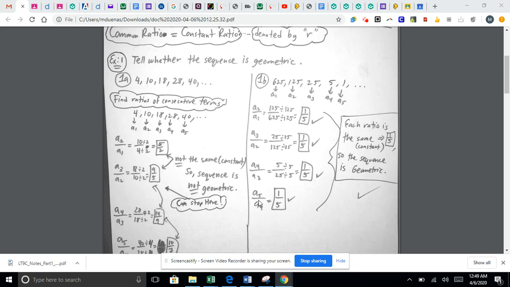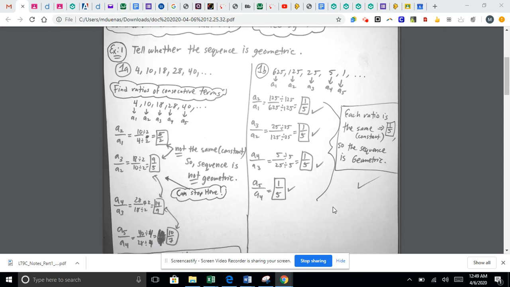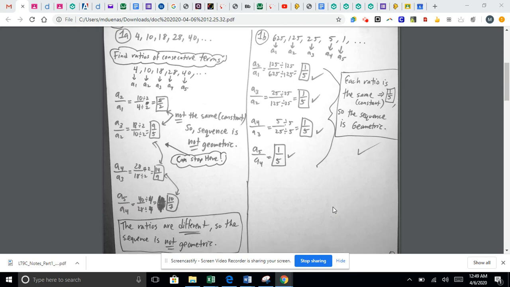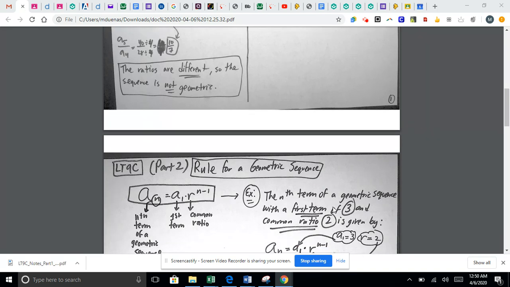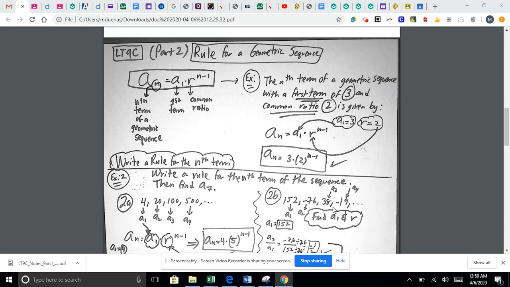And finally, last but not least, is A sub 5 divided by A sub 4. In this case, it's 1 divided by 5, which is already simplified. So notice we just get 1/5. So all of these ratios gave us 1/5, which means that each ratio is the same and it's constant. So the sequence is geometric. Okay. All right. This is the first part. Please review it. If you have any questions, make sure you take notes of each problem. Take all the notes for each problem to make sure you can upload that in your assignment.